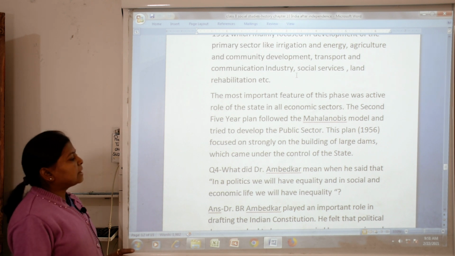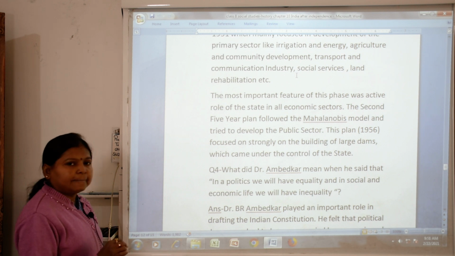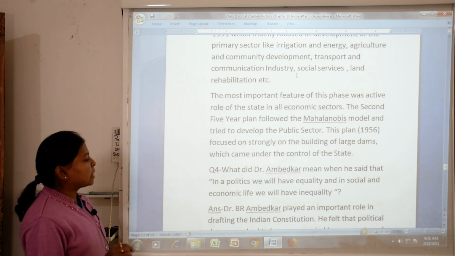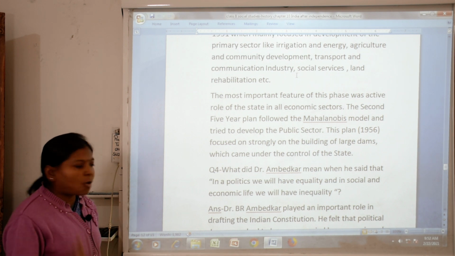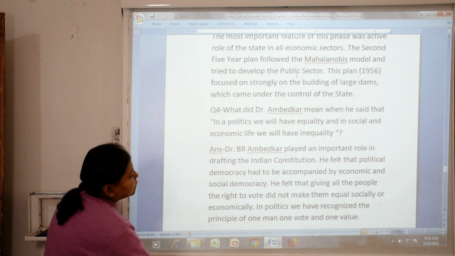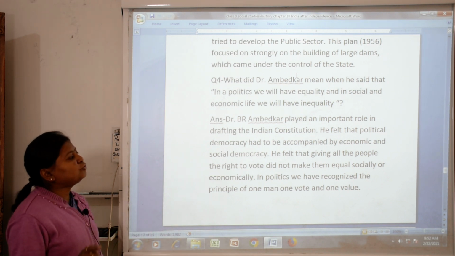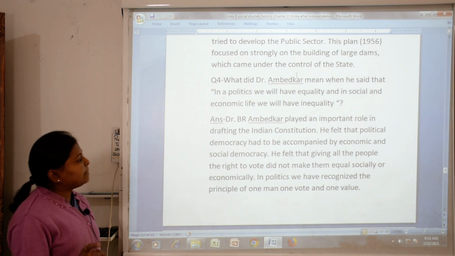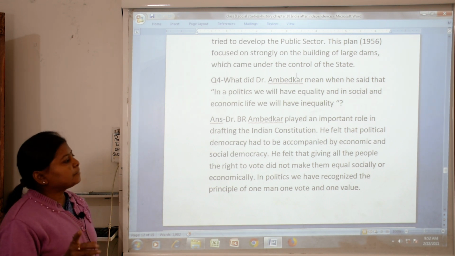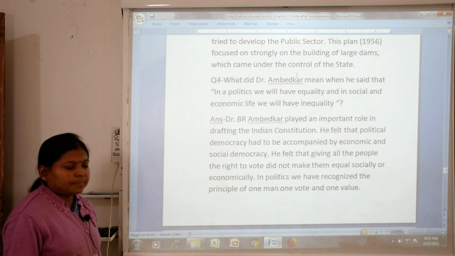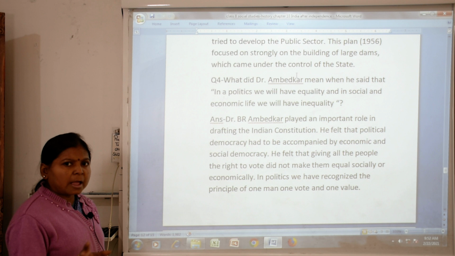What did Dr. Bhimrao Ambedkar say? That in politics we have equality, but in social and economic life we will have inequality. Dr. Ambedkar played an important role in drafting the Indian Constitution, and he felt that political democracy had to be accompanied by economic and social democracy. He felt that giving all the people the right to vote did not make them equal socially or economically.